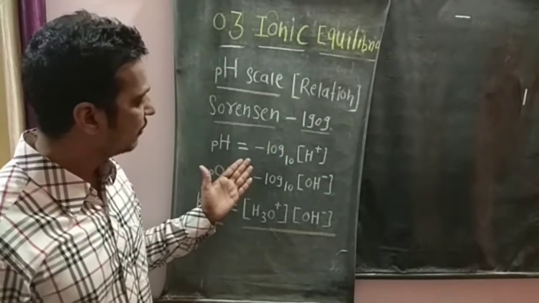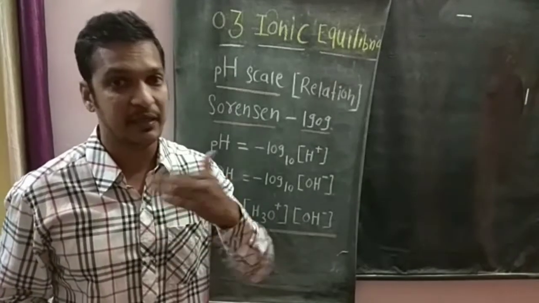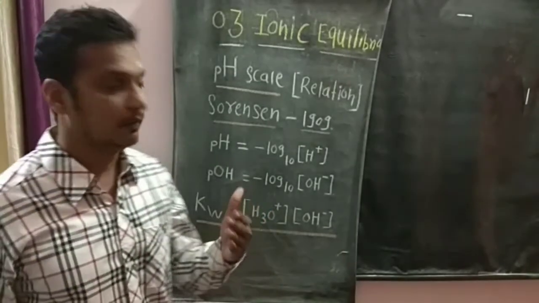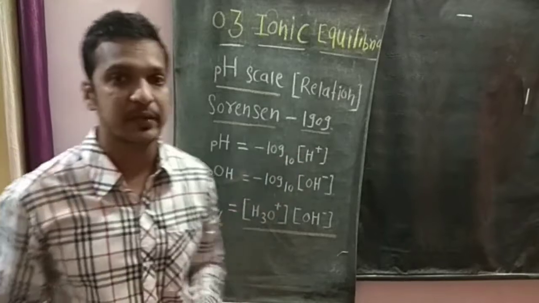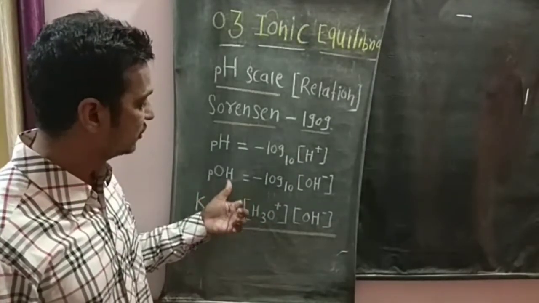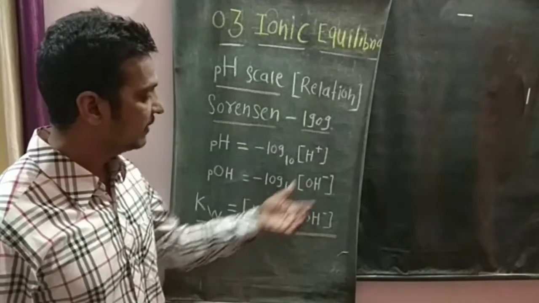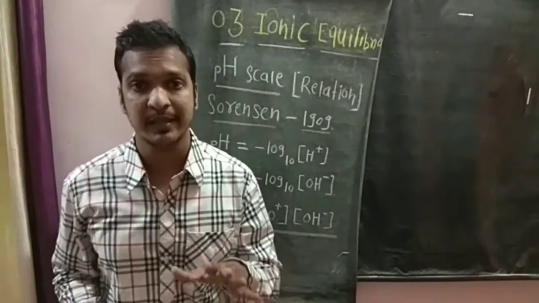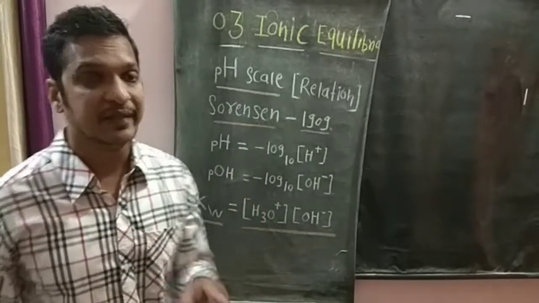So pH is equal to, according to Sorensen, who gave the pH scale, Sorensen defined the value of pH. According to him, the pH is equal to negative logarithm to the base 10 of the concentration of H plus ion. And according to Sorensen, pOH is equal to, the same can be applied here, negative logarithm to the base 10 of the concentration of OH minus ion. Now you can see over here, in both terms we use the negative sign.